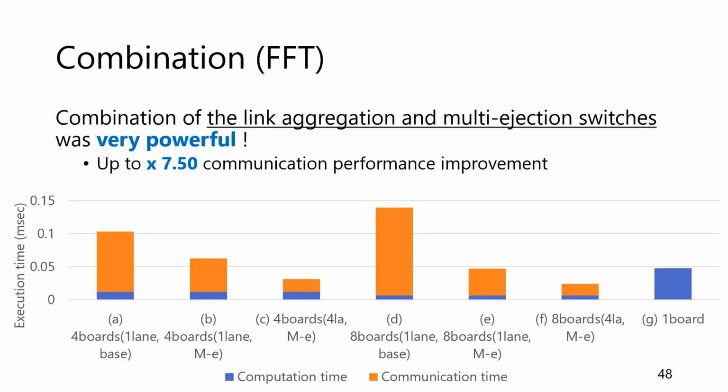This figure shows the execution time of the FFT that applied the link aggregation and multi-ejection switches. It is possible to use multiple lanes and multi-ejection switches at the same time. By using the link aggregation and multi-ejection switches, we could improve the communication performance of the FFT up to 7.5 times.